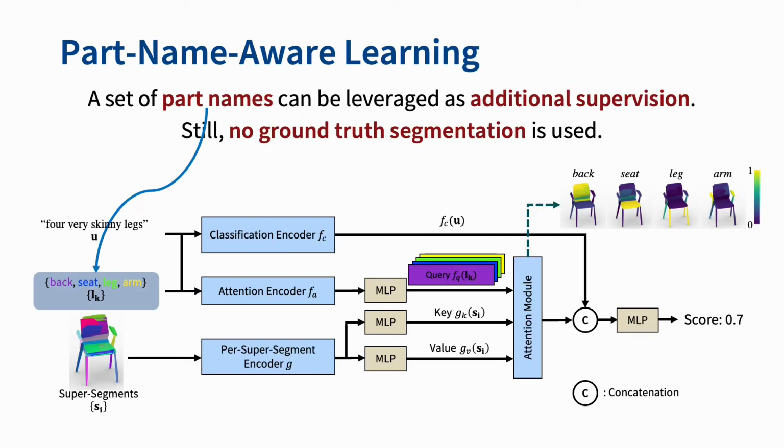If a set of predefined part names is given in the training, PartGlot can leverage this as additional supervision, which we call part name aware learning. Here, the attention maps are computed for all the part names and normalized over them. Then, the attention map of the part name included in the input utterance is used for the target shape classification.